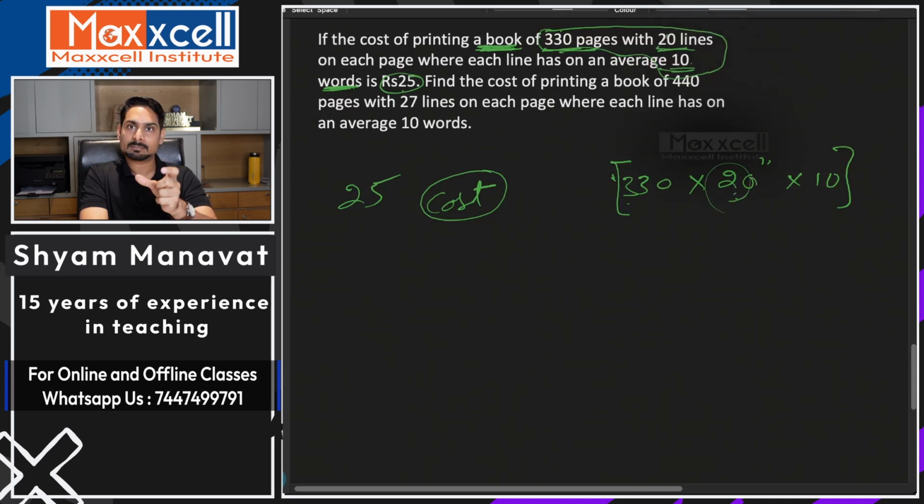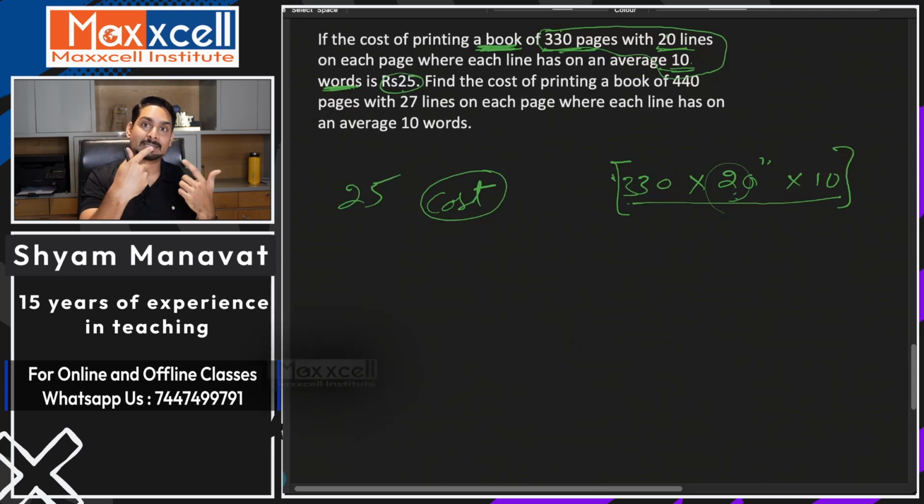Total number of lines are 20 per page. So 20 into 10, 20 lines, 10 words in each line, multiply. Total number of pages 330. Okay, so if you multiply this, you get these many words for this cost. So whenever you have got same type of work or unit, try to convert into the smallest unit.